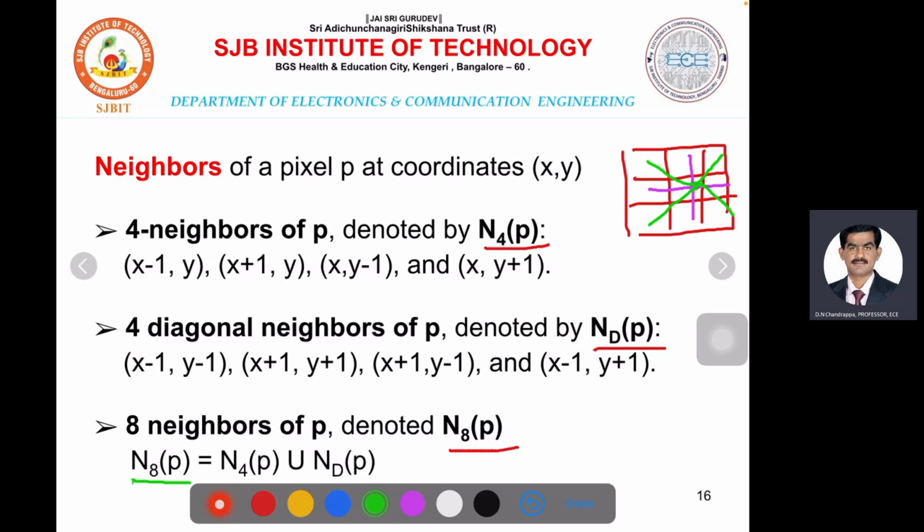For example, here we have a 3 cross 3 block, totally 9 pixels. The center pixel is considered as P of x comma y. Then the neighboring pixels will be represented like that: x minus 1 comma y, x plus 1 comma y, x comma y minus 1, and x comma y plus 1. And diagonally it will be the same thing. The combination of these two will give N8 pixels.